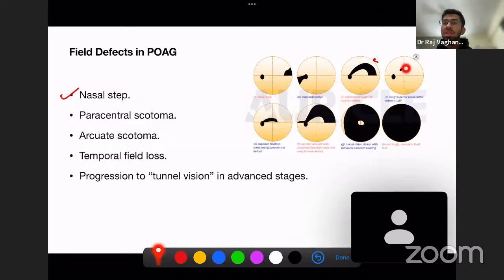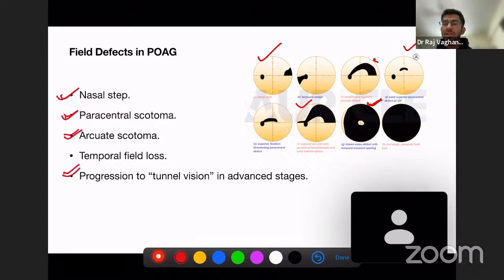This is the paracentral scotoma, and the next is the arcuate scotoma. Okay, I'll take nasal step, paracentral scotoma, then you have arcuate scotoma, then you have temporal field loss, and then you have tunnel vision. Temporal field loss is not given over here, so we don't have temporal field loss. So these are the 4 important things.